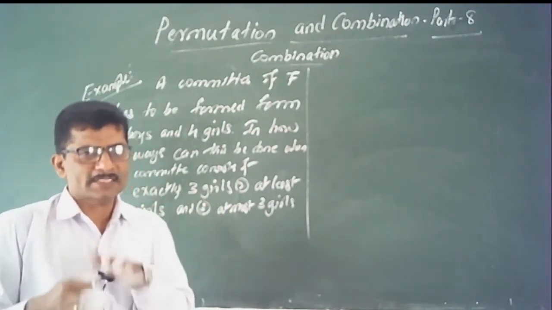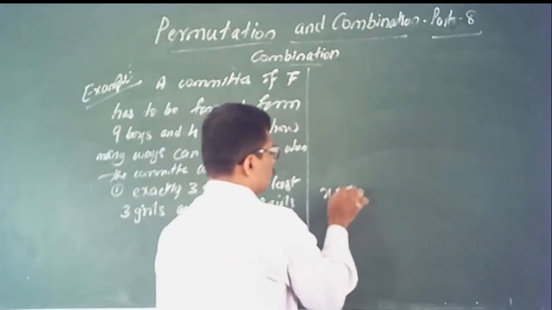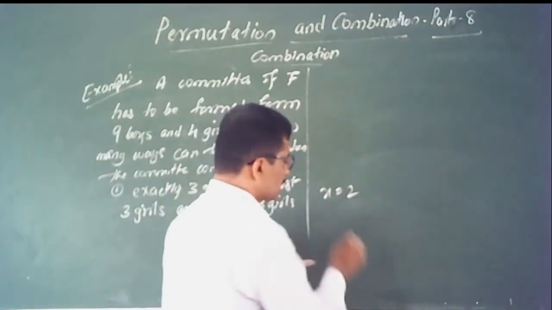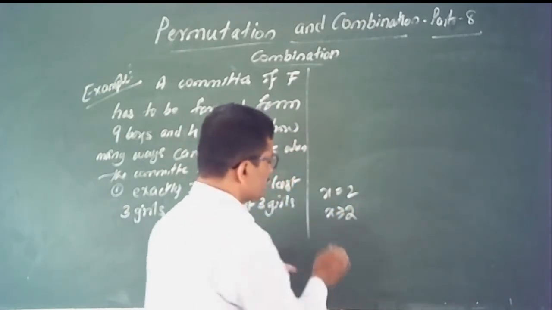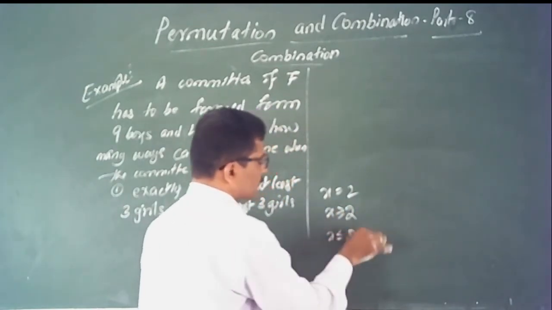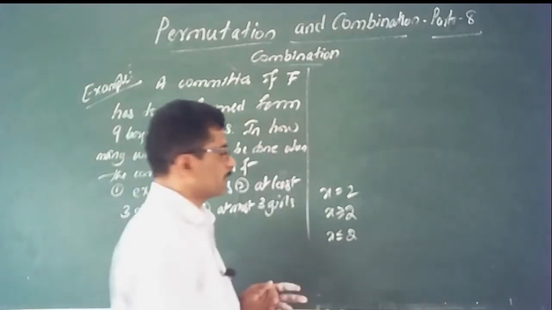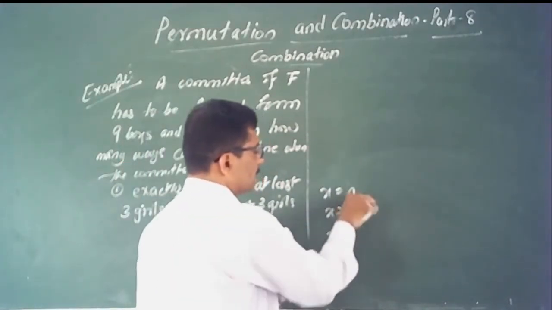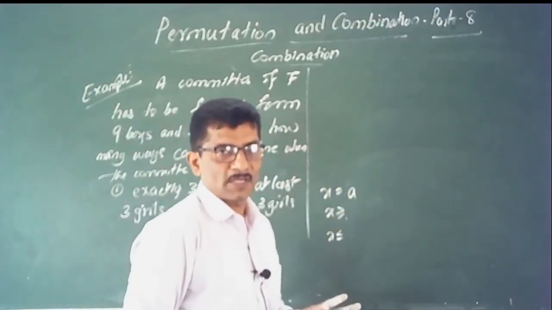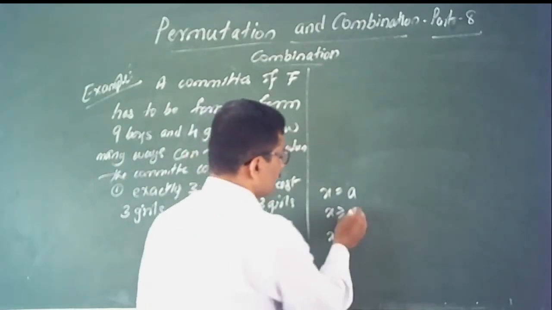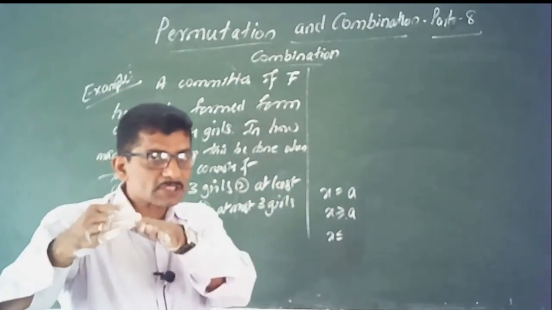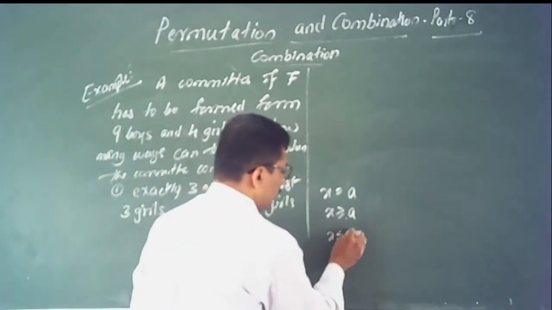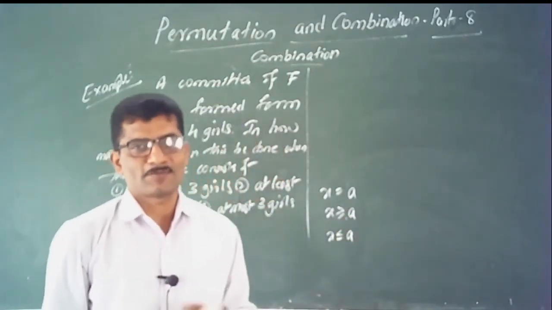Exactly 2 means X is equal to 2. At least 2 means X is greater than or equal to 2. At most 2 means X is less than or equal to 2. Remember, exactly A means X equal to A. At least A means X is greater than or equal to A. At most A, that one is the maximum, X is less than or equal to A.